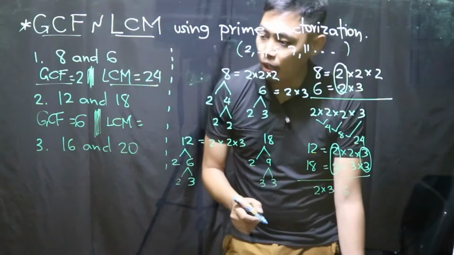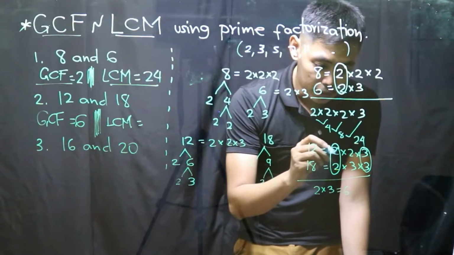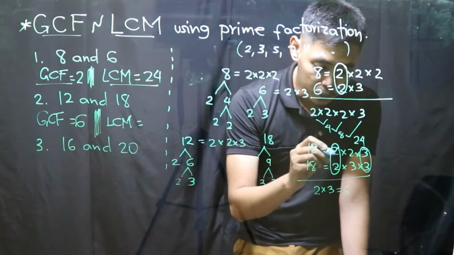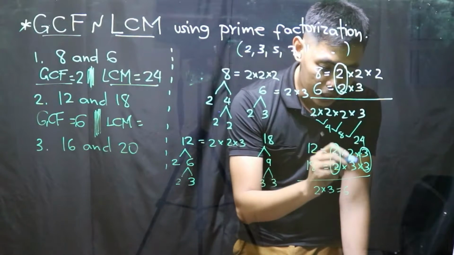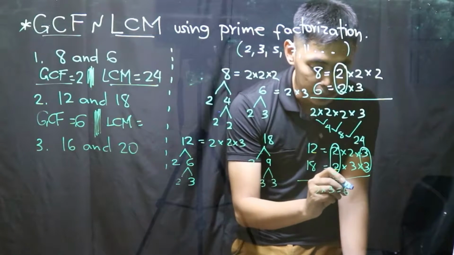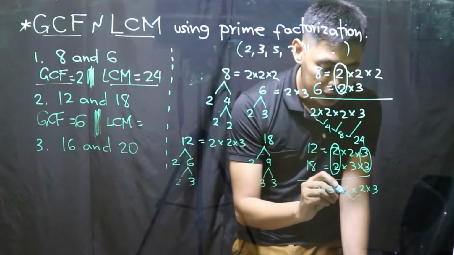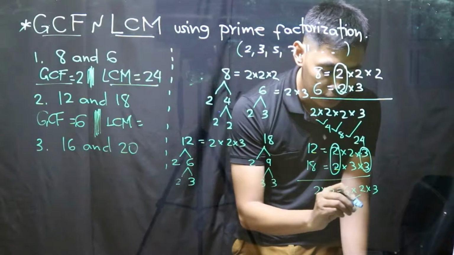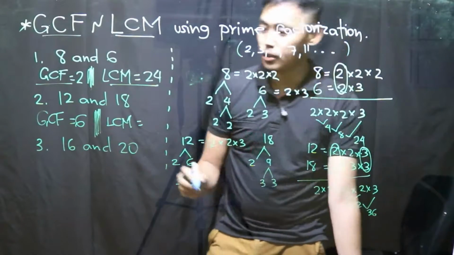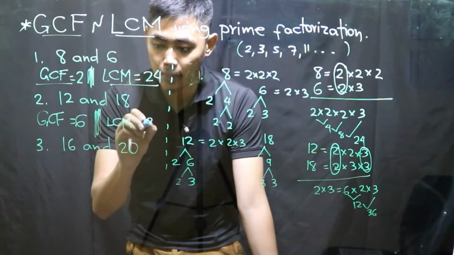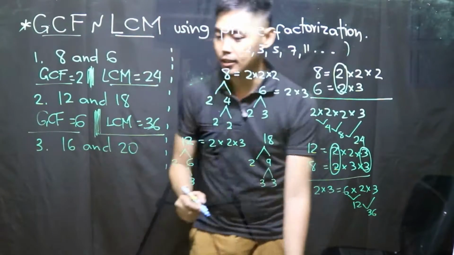The LCM of 12 and 18 is this. You copy this one. So, look, it is 2, right? 2 times 3, like this. Then, the two numbers here that are left over, you multiply them there times 2 times 3. So, 6 times 2 is 12 times 3 is 36. So, the answer to these two is the LCM is 36. So, these are our answer.